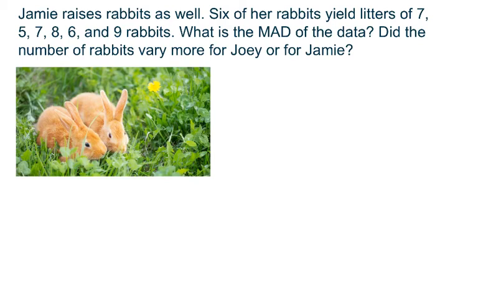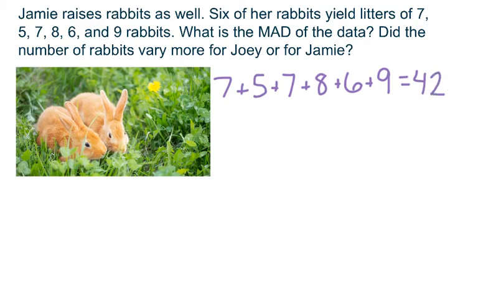In order to find the mean absolute deviation, I need to find the mean. Let's add up 7 plus 5 plus 7 plus 8 plus 6 plus 9. Altogether, that makes 42. To find the mean, I'm going to divide the total by the number of data values, 6. This means that the mean of Jamie's data is 7. This value should look familiar. That's because this is the same average number of rabbits that were in each of the litters Joey had.